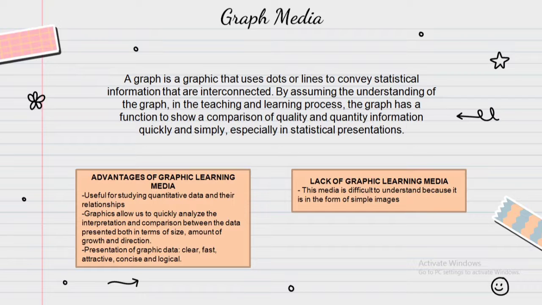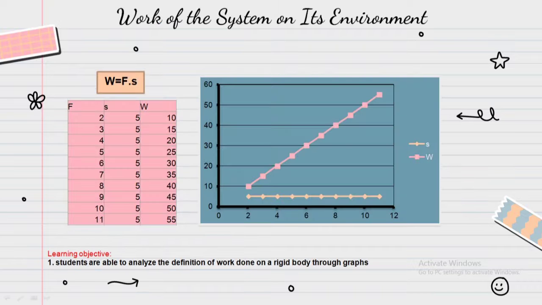And then the lack of graphic learning media is that this media is difficult to understand because it is in the form of simple image. Work of the system on its environment.